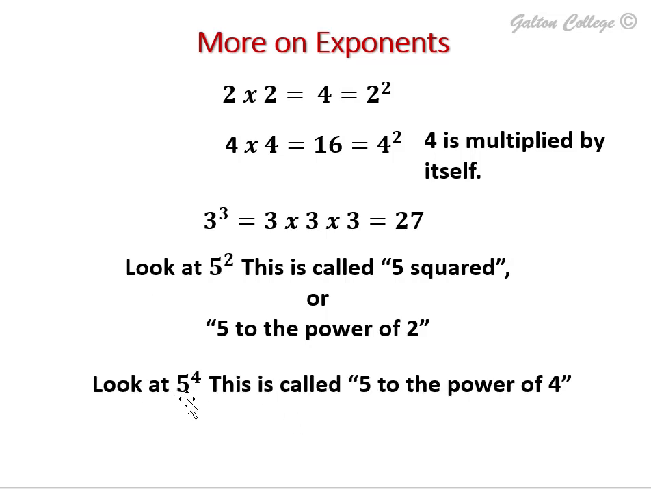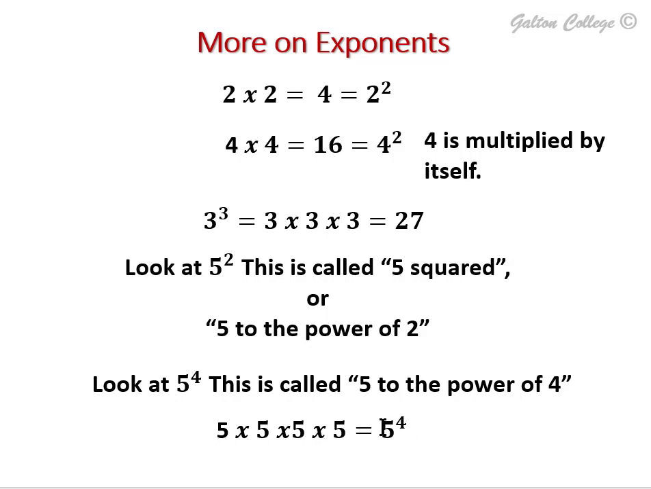5 to the power of 4, this is called 5 to the power of 4. That's all you've got to remember. Look at that number and just call it out. 5 to the power of 4. In other words, it's 5 times 5 times 5 times 5. It's 5 multiplied by itself 4 times. There it is, 5 times 5 times 5 times 5. So there's 4 of them. That equals 5 to the power of 4.